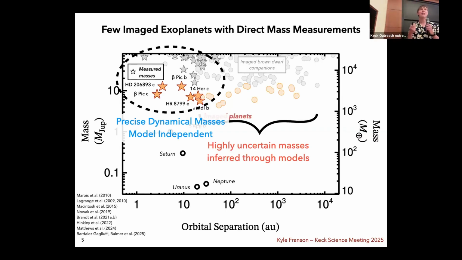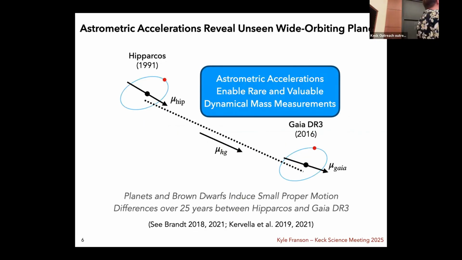So how can we expand the sample of imaged exoplanets with dynamical masses? Well, as we heard about in Mona's excellent talk yesterday, astrometric accelerations between Hipparcos and Gaia have proven to be a really effective strategy for tilting the odds in our favor of imaging new exoplanets. So the idea is that a wide-orbiting planet or brown dwarf companion will induce a small proper motion change over the 25 years between these two all-sky astrometric missions.